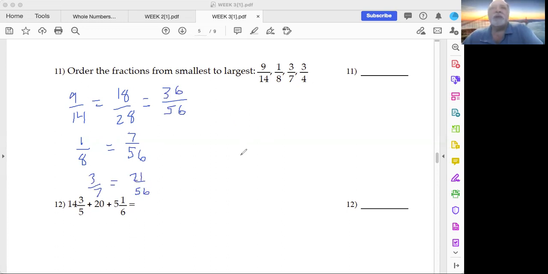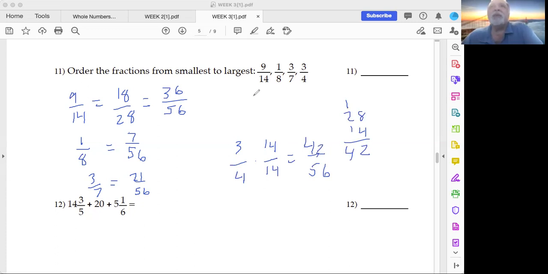And then we got 3/4, okay? Well, if 8 times 7 is 56, then 4 times 14 is 56, okay? So top and bottom by 14. Equal 56 on the bottom, and 3 times 14 is going to be 28 plus 14, 42 over 56, okay? All right, so now we've got our numbers as 56, all right?